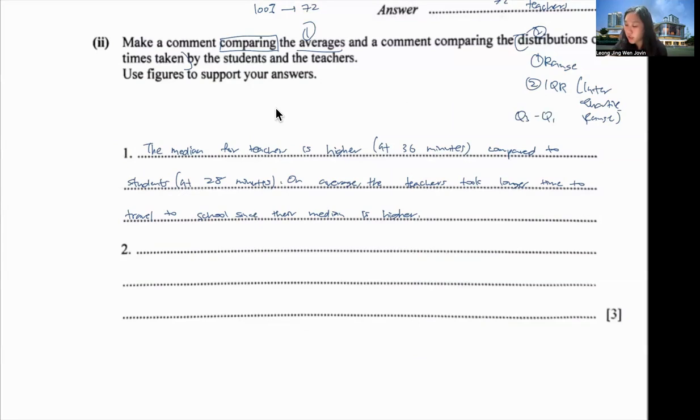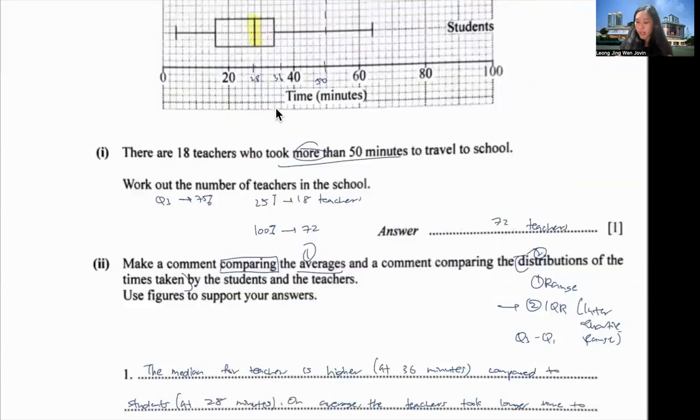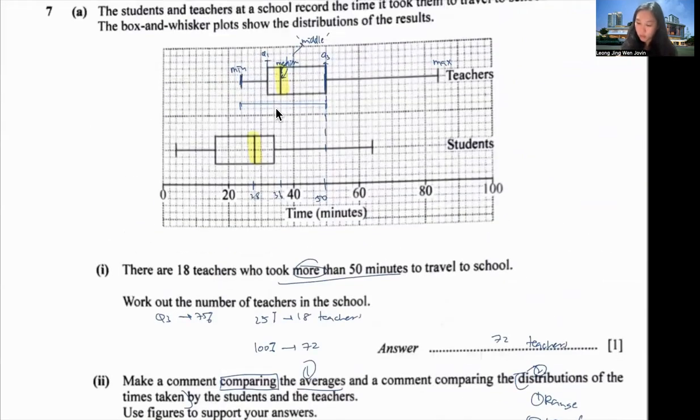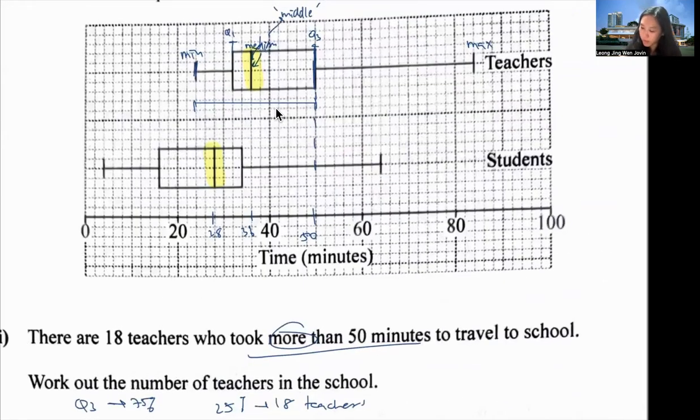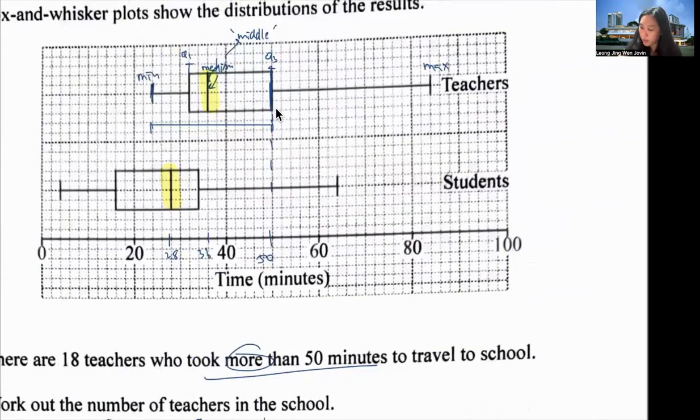Okay, so maybe let's try to work out IQR. The range is quite simple, it's just max minus min. Let's try the tough one, right? IQR. So how do I find IQR of teachers? I will take Q3. Q3, I know it's 50, Q3 minus Q1. What is Q1? Q1 will be this point over here. Go down, you get 32. Okay? And you get 50 minus 32, you get 18. So that is the IQR for teachers.